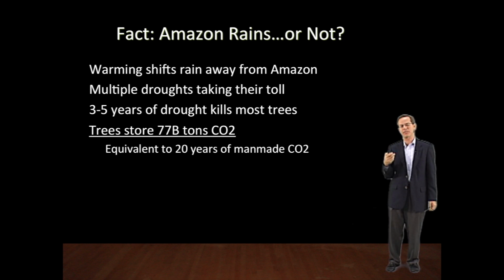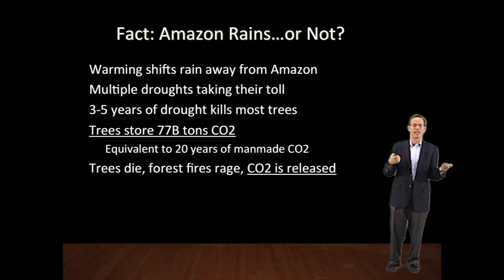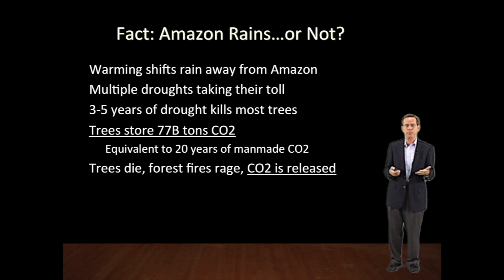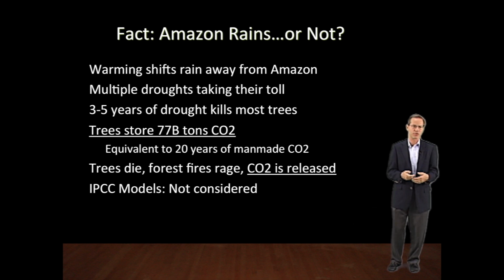Trees store some 77 billion tons of CO2, and that's equivalent to 20 years of man-made CO2. And these are the trees just in the Amazon, of course. Trees die, the forest fires rage, CO2 is released, and it's already being released today. This is already happening today. So this is a problem. Obviously, that wasn't severely considered in our more conservative models.